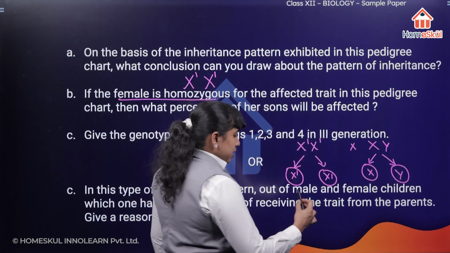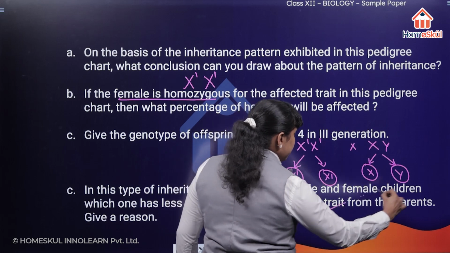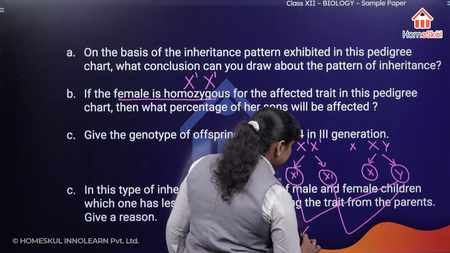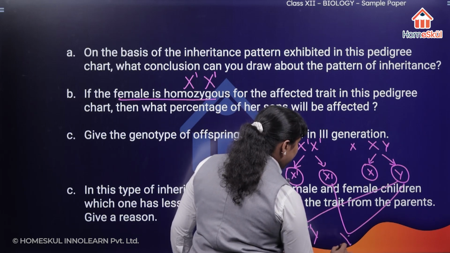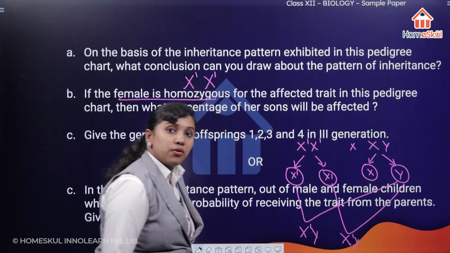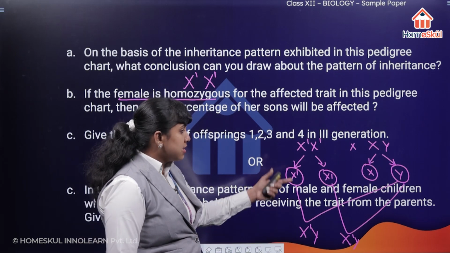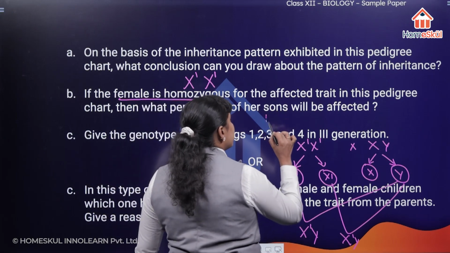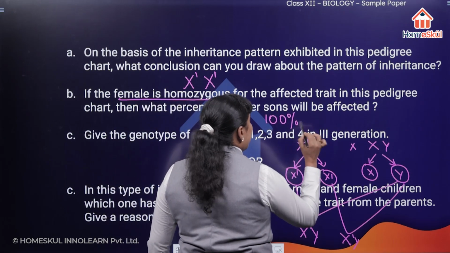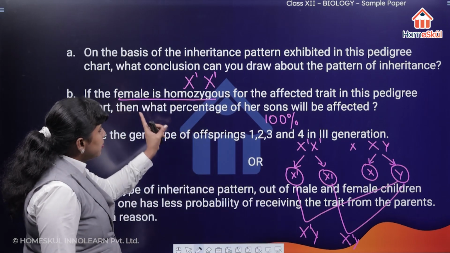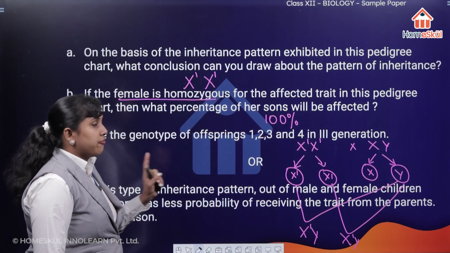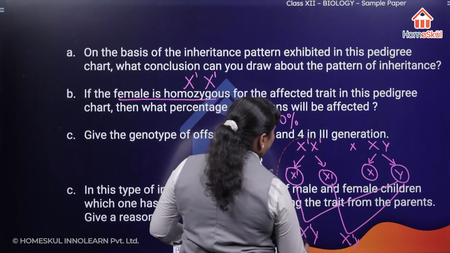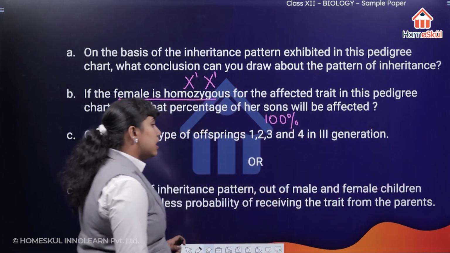And see the possibility of the sons that she will be producing here. All the sons will be having the defective X chromosome, because the mother doesn't have a normal X chromosome, right? So 100% of her sons will be having a defective X chromosome. That means 100% of her sons will be affected. Okay, clear? Then give the genotype of the offsprings 1, 2, 3 and 4 in the third generation.